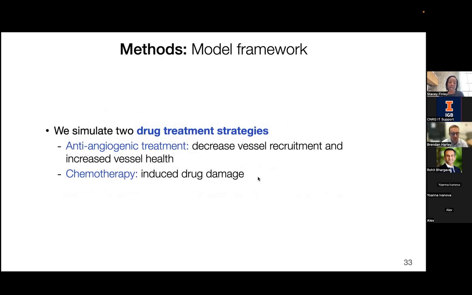We are interested in applying this model to simulate different drug treatment strategies, namely the effect of anti-angiogenic treatment, which aims to reduce the rate at which vessels are recruited and also increase the health of the vessels, because there's been a lot of data that's shown that anti-angiogenic treatment can improve perfusion in the tumor and increase the health of the vessels themselves. And then we have a chemotherapeutic agent, which induces drug damage and leads to apoptosis of the tumor cells.